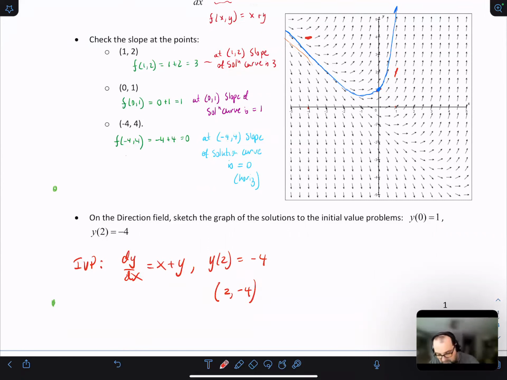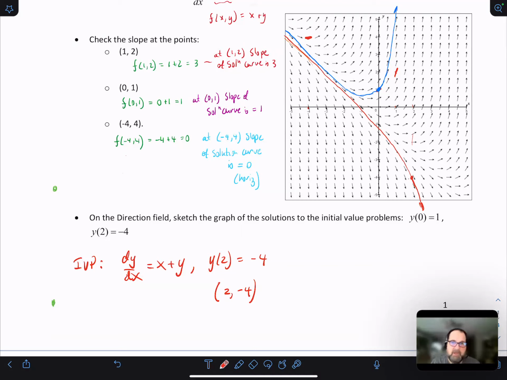So if I go and locate the point (2, -4), it looks to be in here somewhere. If I look at that point right there, I can again attempt to sketch in a curve that flows parallel to these slope indicators. And if I work backwards, it would look something like this. So this would be my solution, a graph of my solution to this initial value problem.